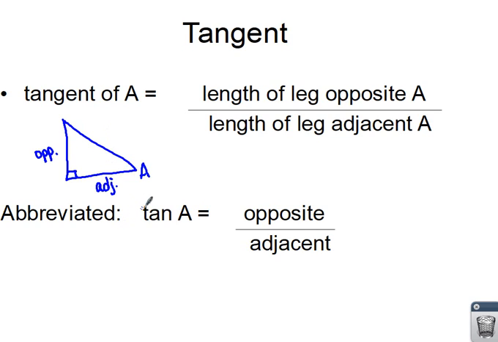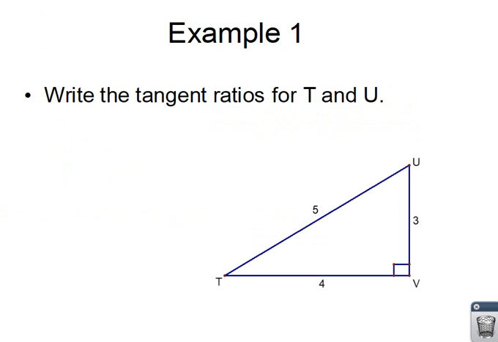So abbreviated, we say tan A equals opposite over adjacent. You're going to learn what those keys on your calculator are actually used for. So let's try a few of these because this is a lot different. You've never done this before.